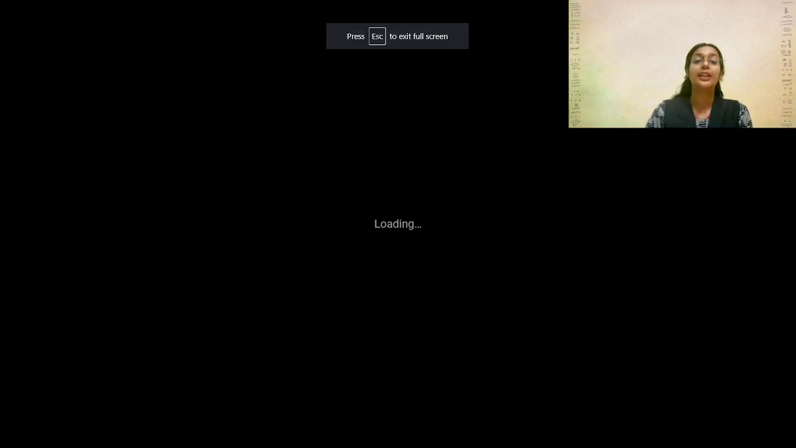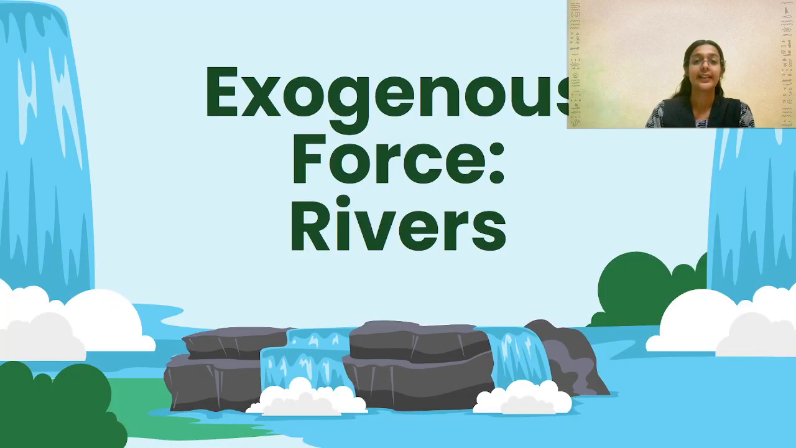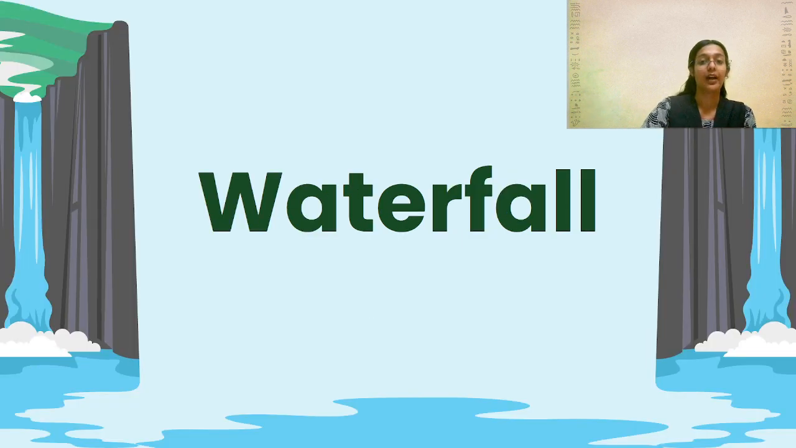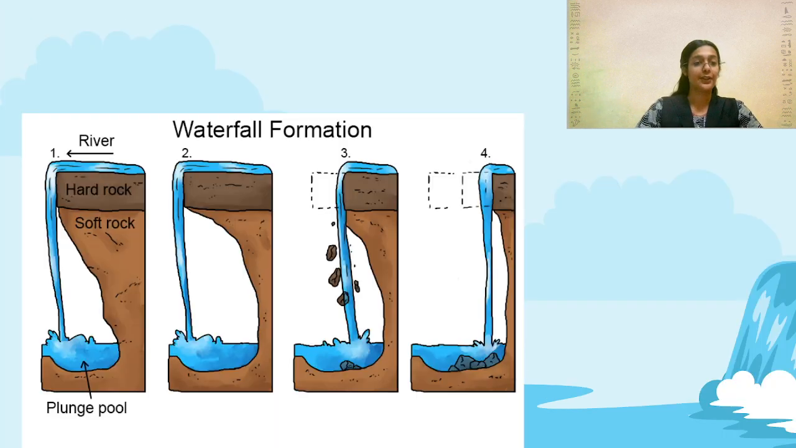Today we are going to take a lesson from geography, that is, the exogenous force, rivers. So firstly we are going to see the category of waterfall. You can see in the picture how a waterfall is created.